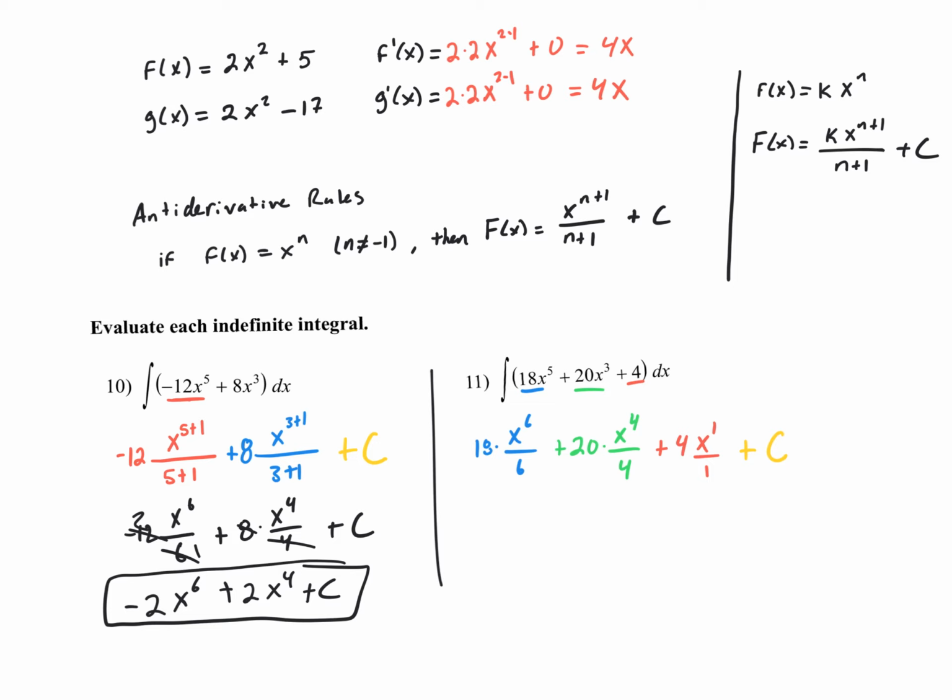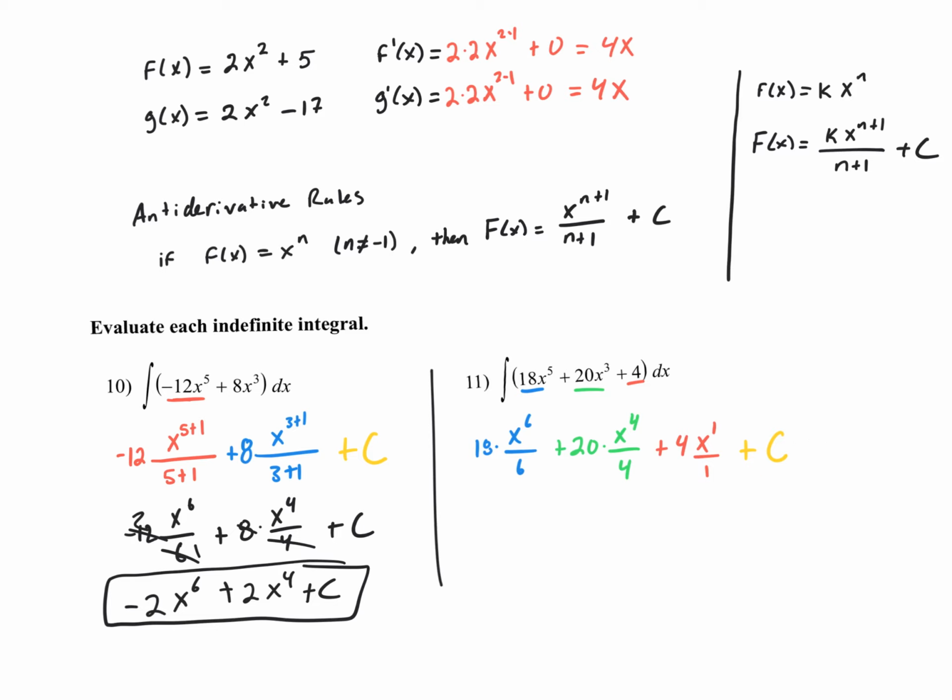Technically, I guess we should be saying that this one has a plus c, this one has a plus c, and this one has a plus c. But since it's some constant that we don't know, we're just adding all of those mysterious plus c's together and putting it in here on the end.